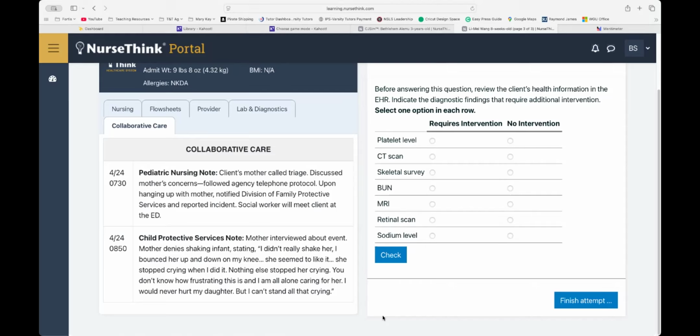She denied shaking the infant, stating, "I didn't really shake her. I bounced her up and down on my knee. She seemed to like it. She stopped crying when I did it. Nothing else stopped her crying. You don't know how frustrating this is, and I'm all alone caring for her. I would never hurt my daughter, but I can't stand all that crying."